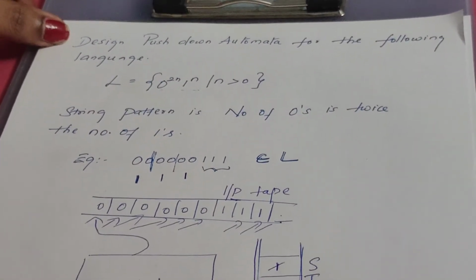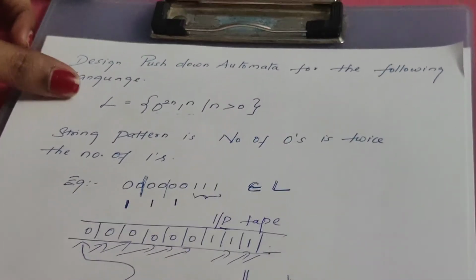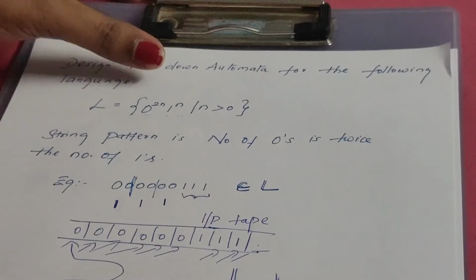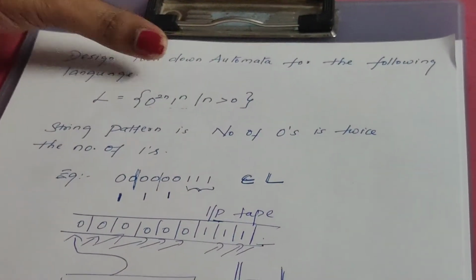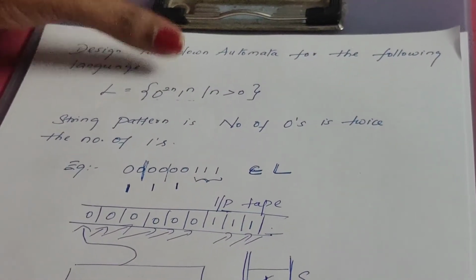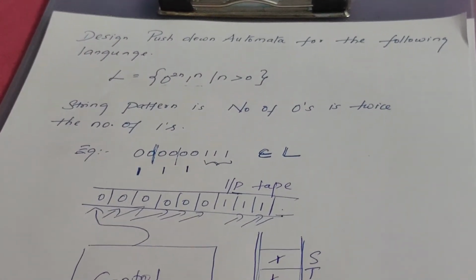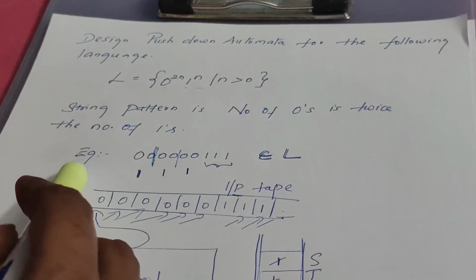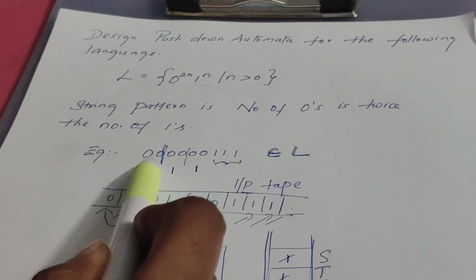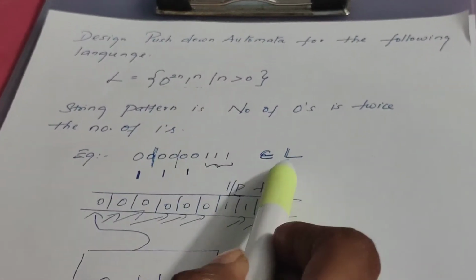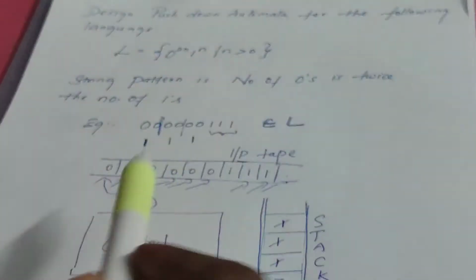Design pushdown automata for the following language. L is equal to 0 power 2n, 1 power n, such that n is greater than 0. The string pattern in the language is defined as the number of zeros is twice the number of ones. So for example, let us consider this string. There are 6 zeros which is followed by 3 ones. We know that the string belongs to the language.